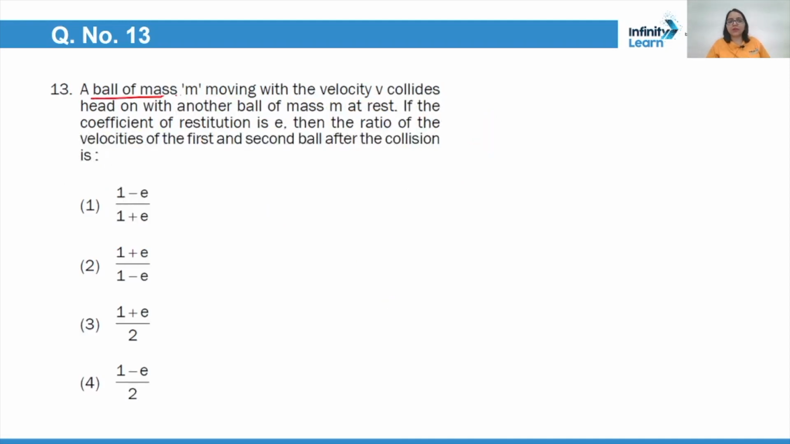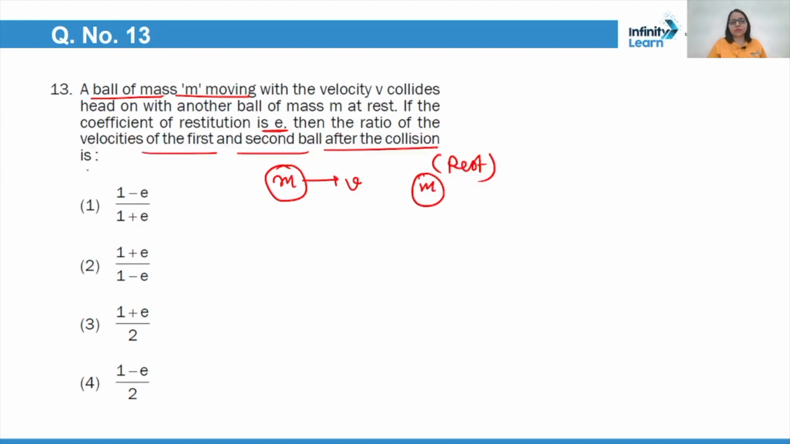Question number 13. A ball of mass m moving with velocity v collides head on with another ball of mass m at rest. If the coefficient of restitution is e, then the ratio of the velocities of the first and second ball after the collision is. So we have a ball of mass m moving with velocity v, which collides with another ball of mass m at rest. Let's say after collision its velocity is v1 and the other's velocity is v2.